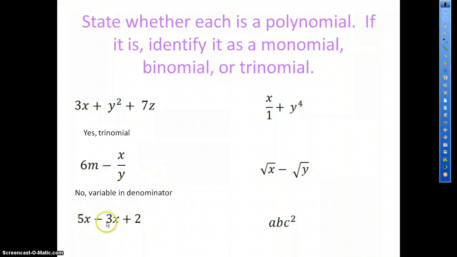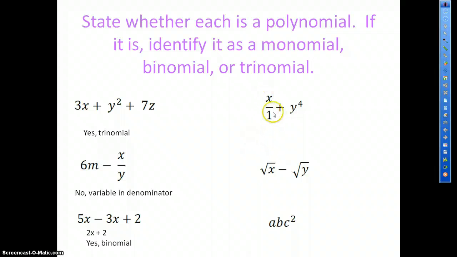The next one, you've got 5x minus 3x plus 2. Well, there's three terms here, but if you have like terms, remember, you need to combine them before you can classify the polynomial. You might look at this right away and think it's a trinomial, but 5x minus 3x is going to give you 2x, and then this plus 2 drops down. So yes, it is a polynomial, but it's a binomial. There's two terms after you simplify or combine like terms.